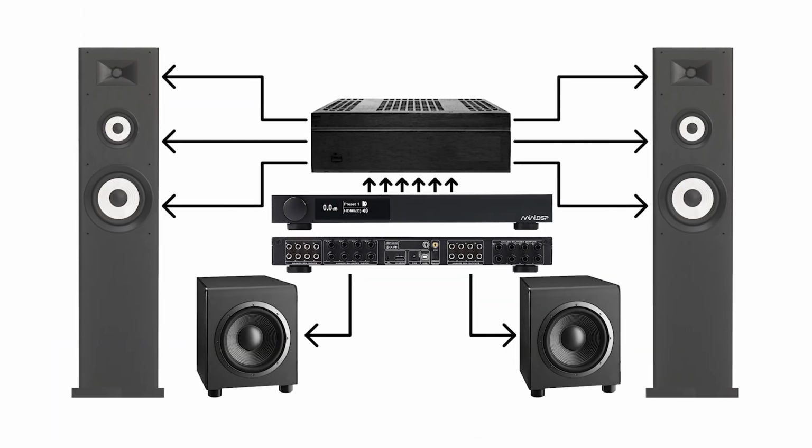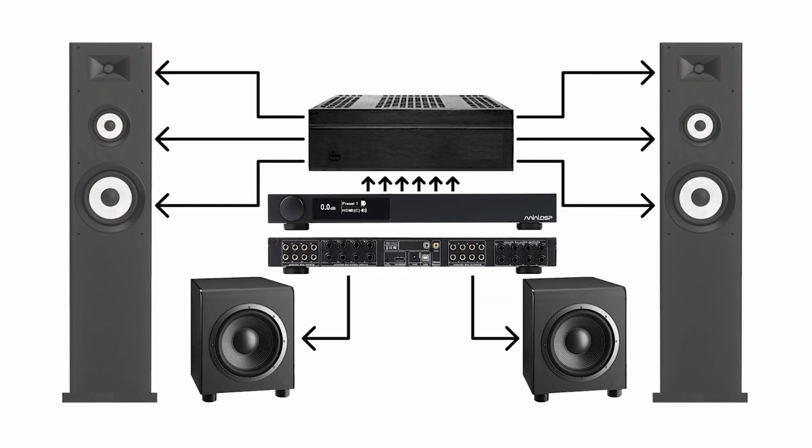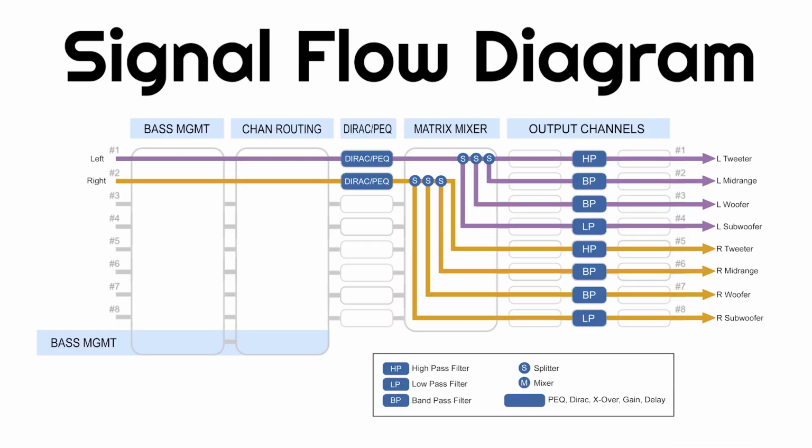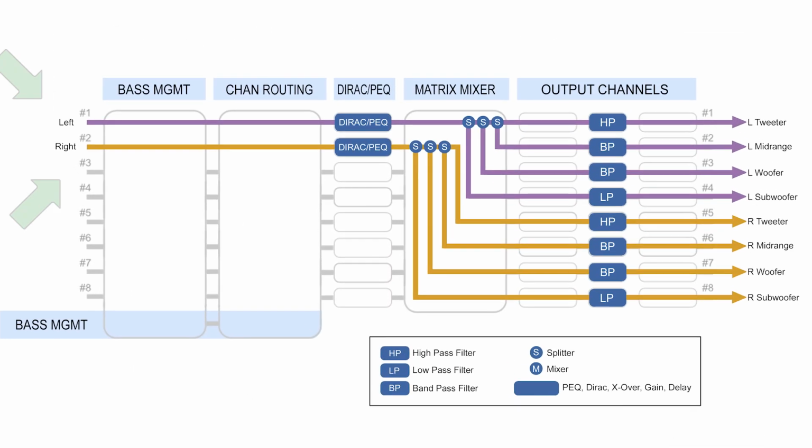This system block diagram shows the components of our active four-way stereo design. The signal flow diagram for this example shows a two-channel stereo input, which is then divided into four active channels for each of the left and right speaker groups. Using the active output channels page, we optimize the crossovers, delays, gains, and polarities.